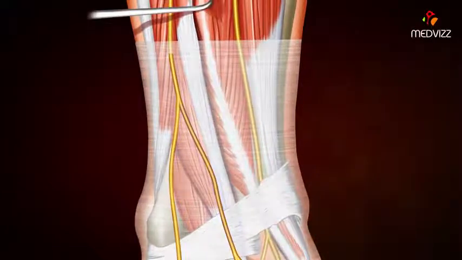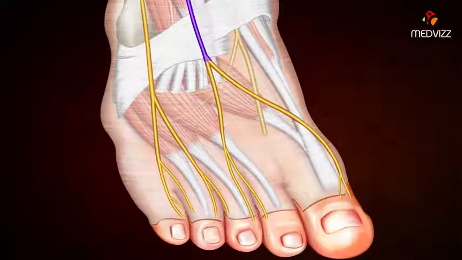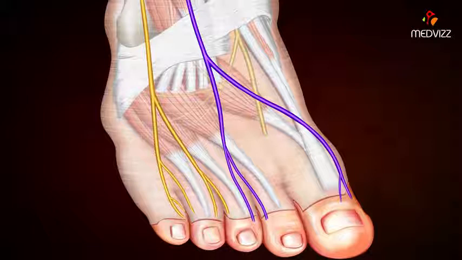When we talk about the medial terminal branch of the superficial peroneal nerve, it divides into two dorsal digital nerves, which you can see over here very clearly: one on the medial side of the big toe and the other for the second interdigital cleft.